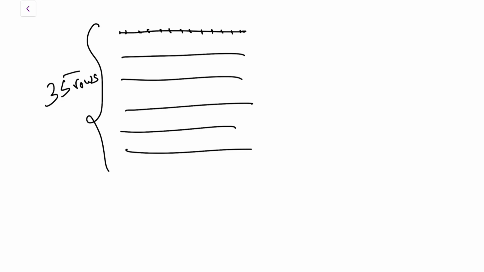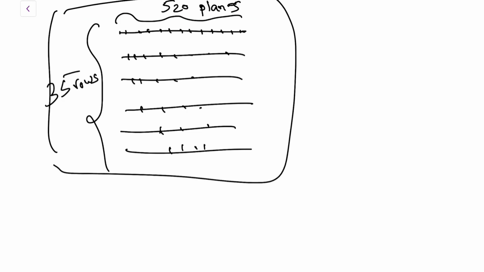There are 520 plants in each row. So every row will have 520, 520, 520 like that. Okay. Now they are asking you to say in this entire garden, how many trees are there, or how many plants are there? How do we do this?